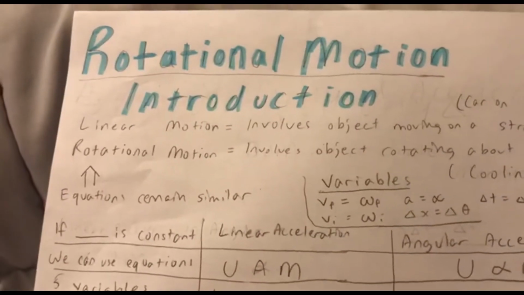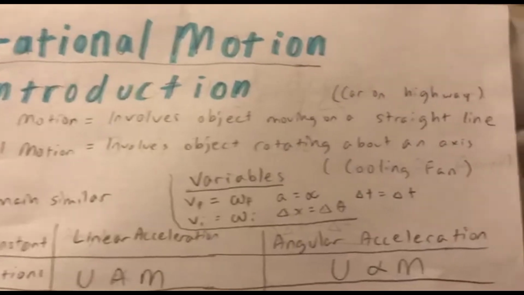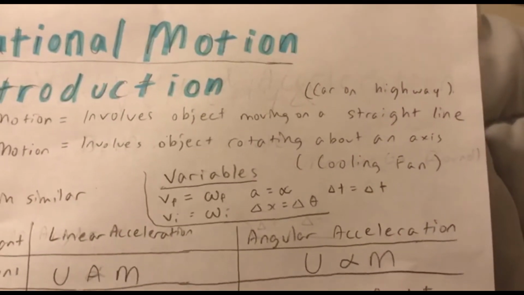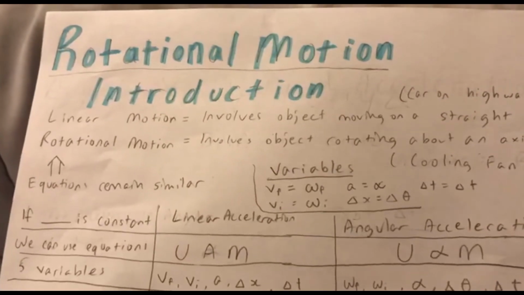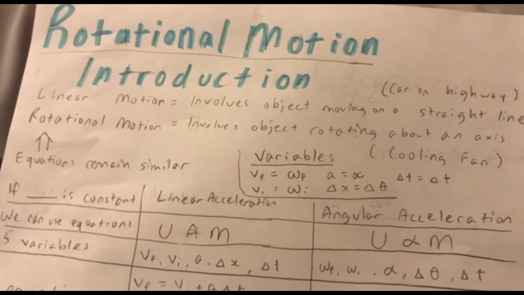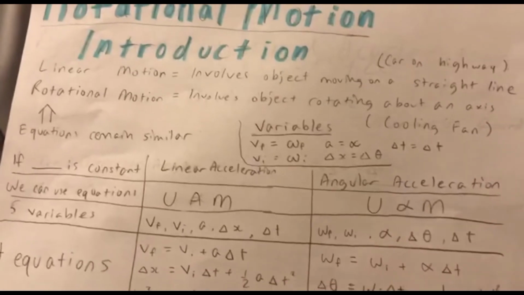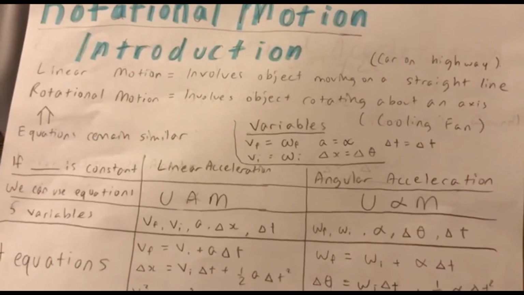Rotational motion is similar to that, but it involves an object rotating about an axis, so a cooling fan on a ceiling, for example. And these two motions are very similar. It's just that the variables change.